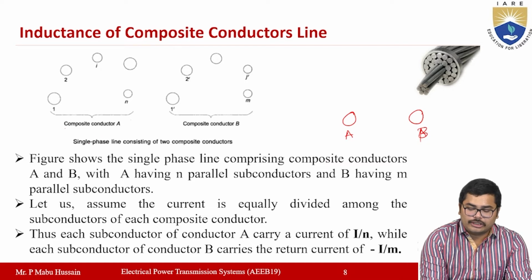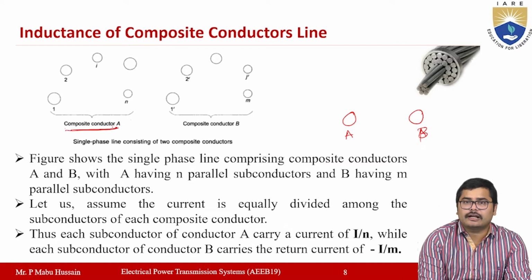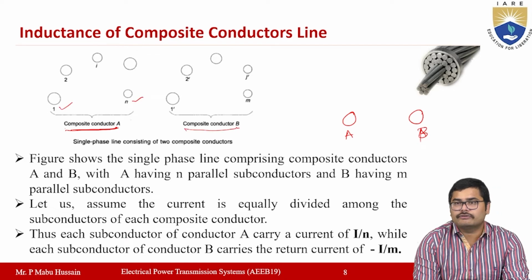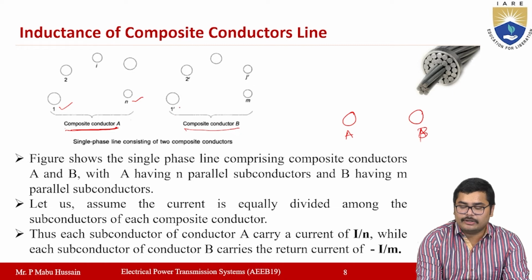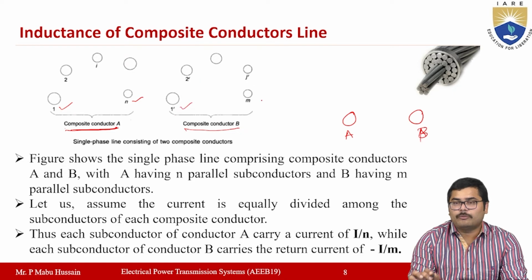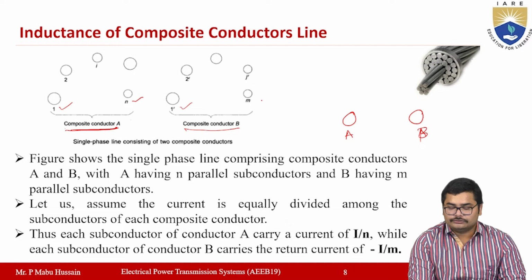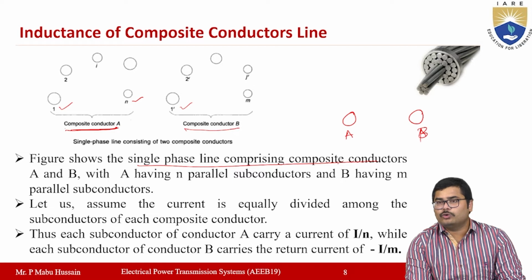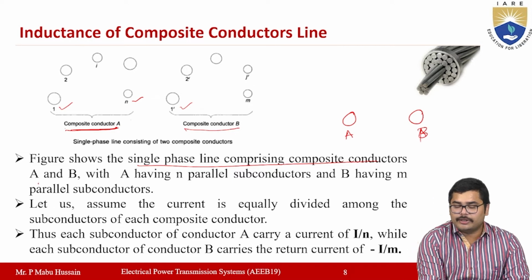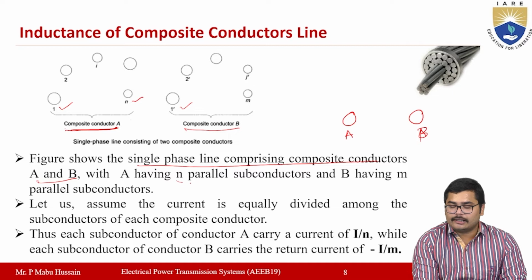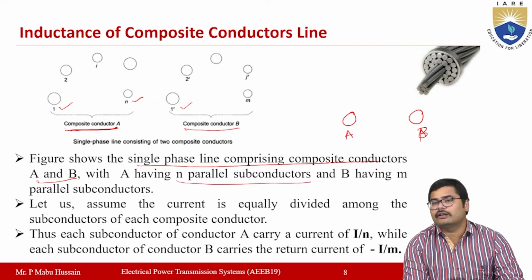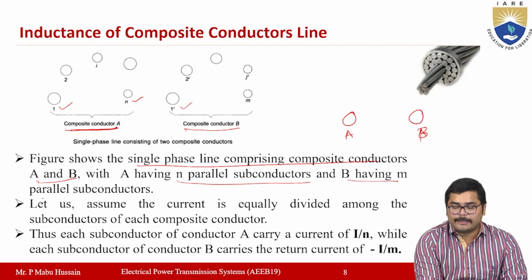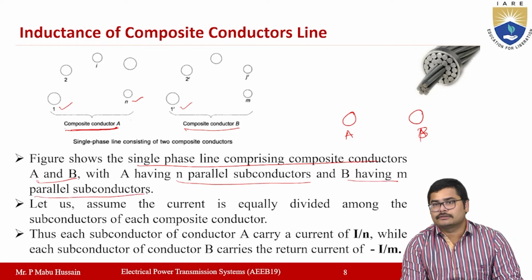Let us assume that composite conductor A will be having the conductors numbered from 1 to n, and composite conductor B, which is phase B, is having the conductors numbered as 1 dash, 2 dash up to m. So this is a single phase line consisting of 2 composite conductors A and B. A is having n parallel conductors, or you can call them subconductors, and B is having m parallel subconductors.